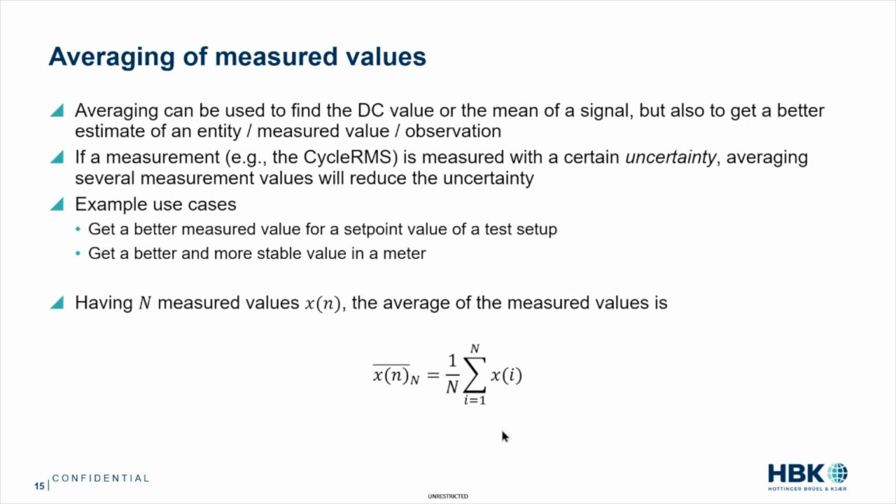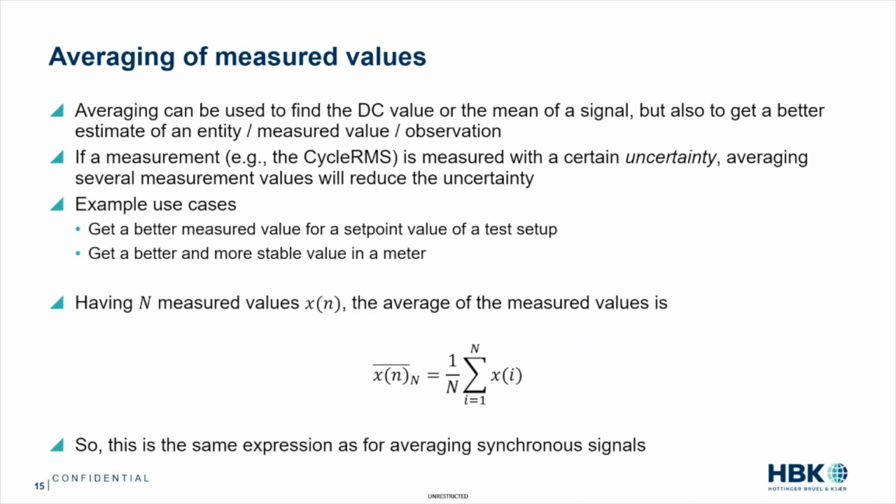equidistant sampled signal, but the situation here is different. So the question is, do we really measure signals? I'm talking here about making observations of a physical entity. So I measure something or I do an observation. And in that case, I use this formula. So I just add all the measured values and I divide by the number of measurements that I've done. So the expression is the same as for equidistant signals, but the situation is different. So this is the same expression as for averaging signals.